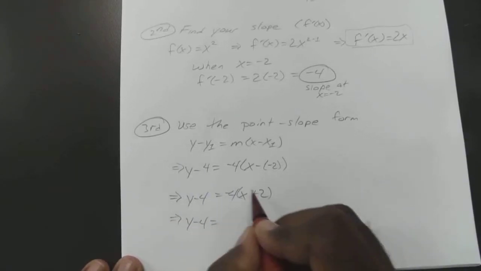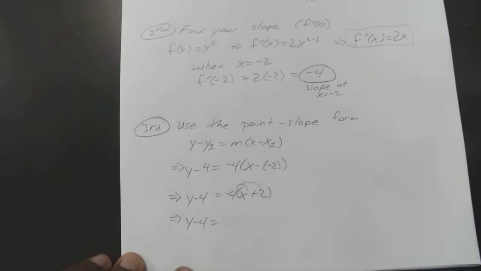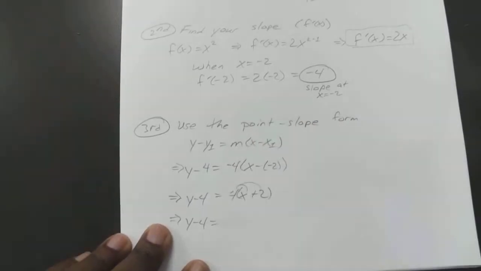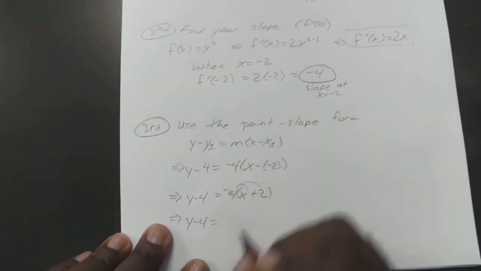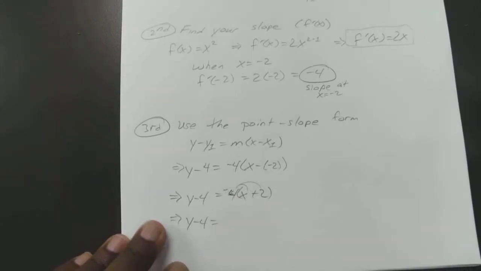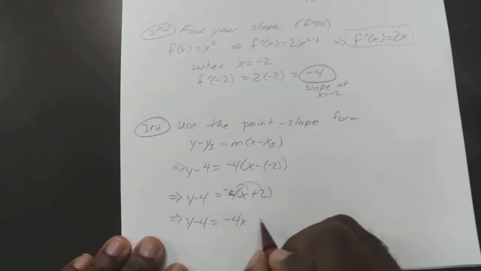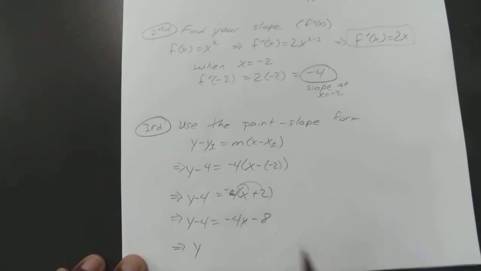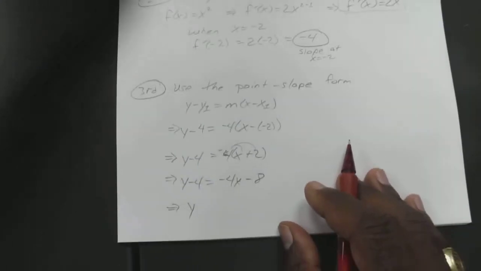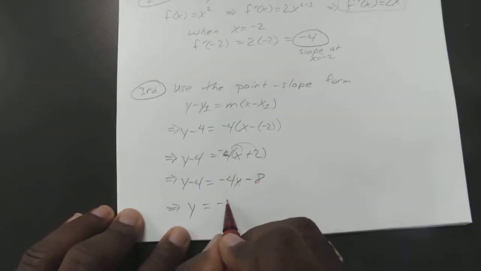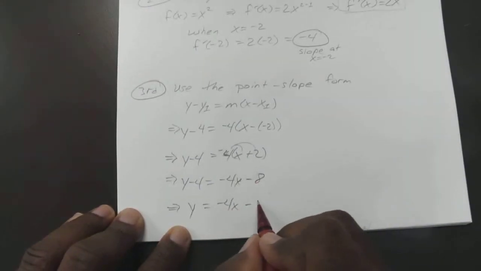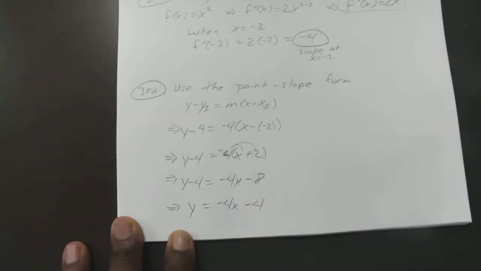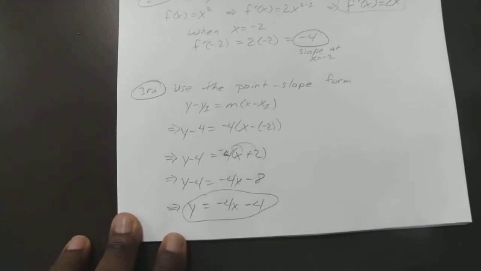Y minus 4 equals, once we distribute that, negative 4x minus 8. Add 4 to both sides, you end up with y equals negative 4x minus 4. So that's your equation of the tangent line.